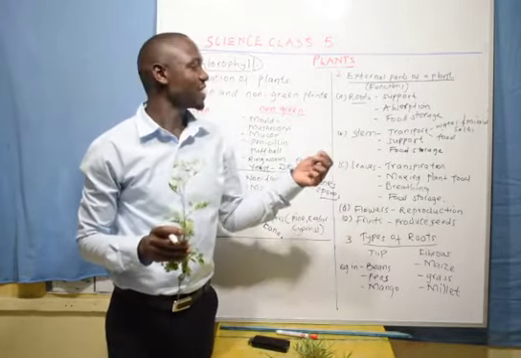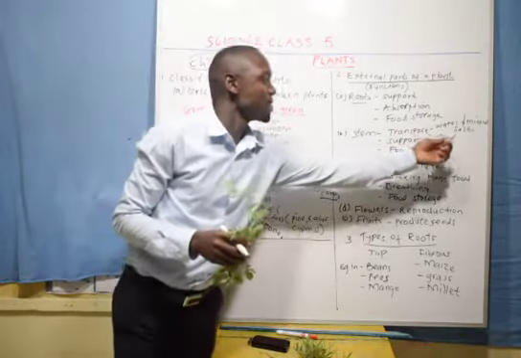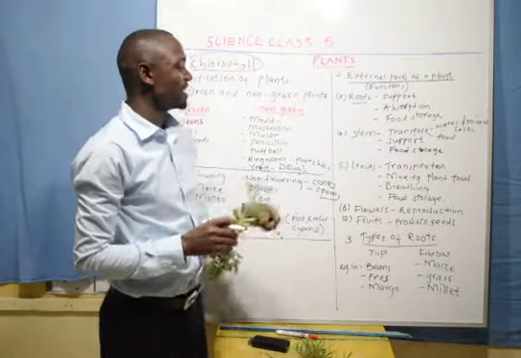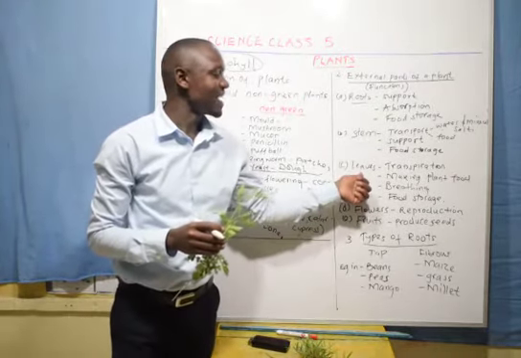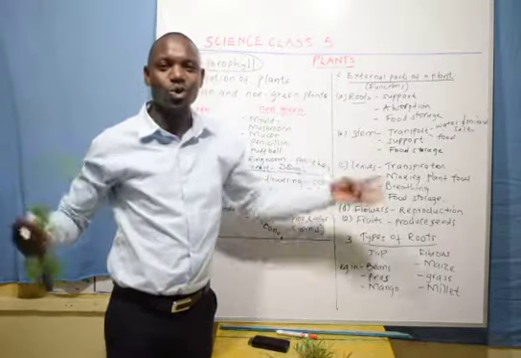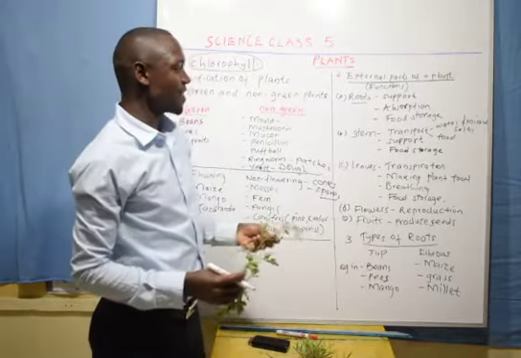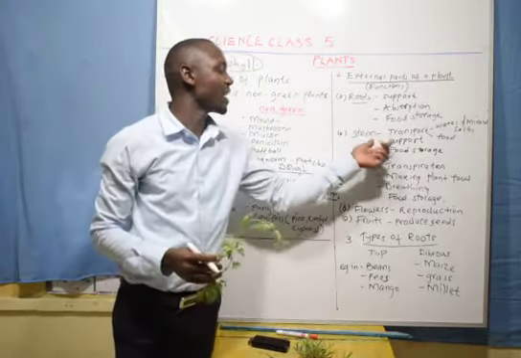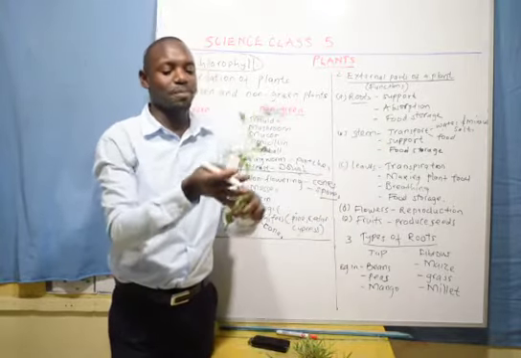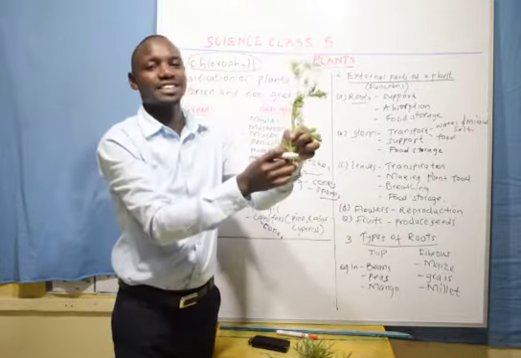The other function of the stem is to transport food. Food is manufactured in the leaves. Once food is manufactured in the leaves, it is transported to all other parts of the plant through the stem, that is to the roots. The other function of the stem is support. The stem supports the upper parts of the plant. For example, in this plant, all these parts are supported by the stem.